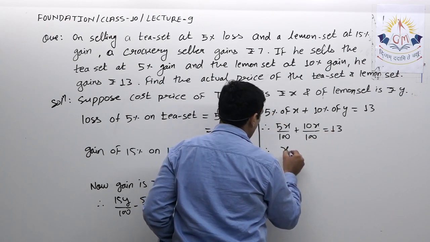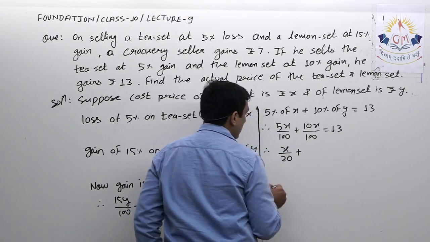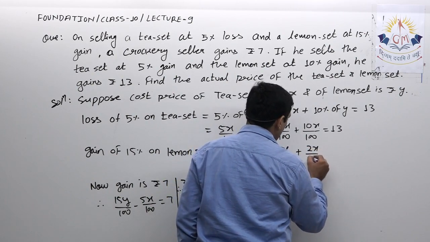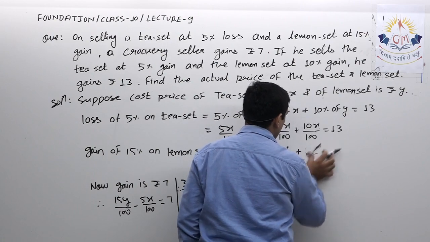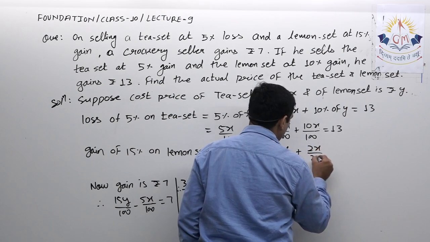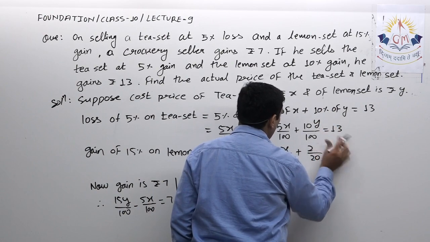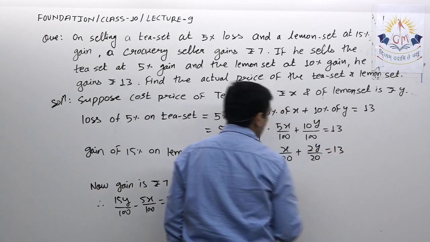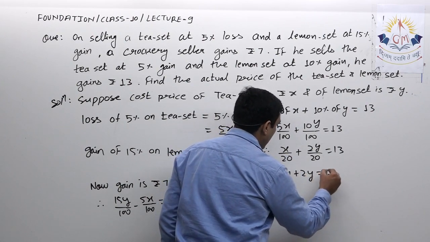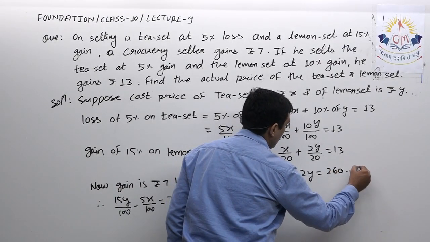That is x upon 20 plus, sorry, it should be 10y, 2y upon 20 is equal to 13. Therefore x plus 2y is equal to 260. Let it be equation number 2.